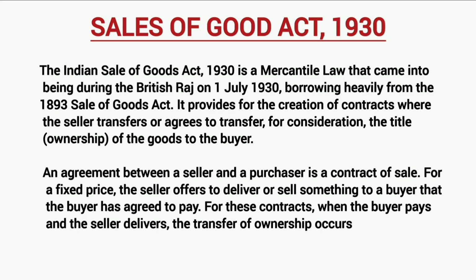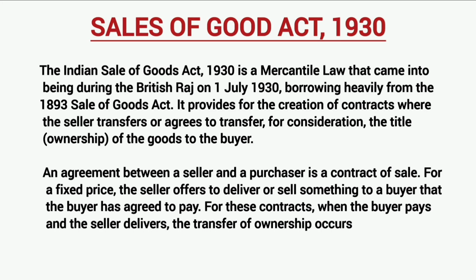The Indian Sale of Goods Act 1930 is a mercantile law that came into being during the British Raj on 1st July 1913, borrowing heavily from the 1893 Sale of Goods Act. It provides for the creation of contracts where the seller transfers or agrees to transfer, for consideration, the title of the goods to the buyer.